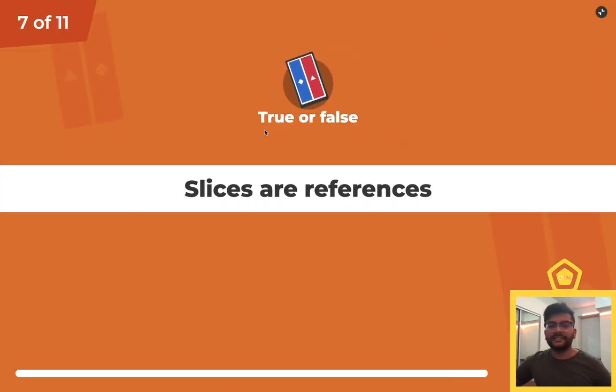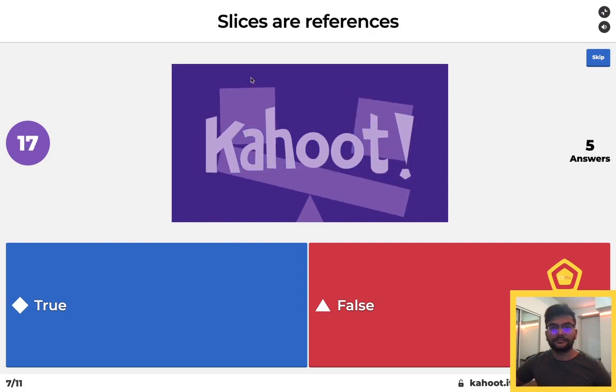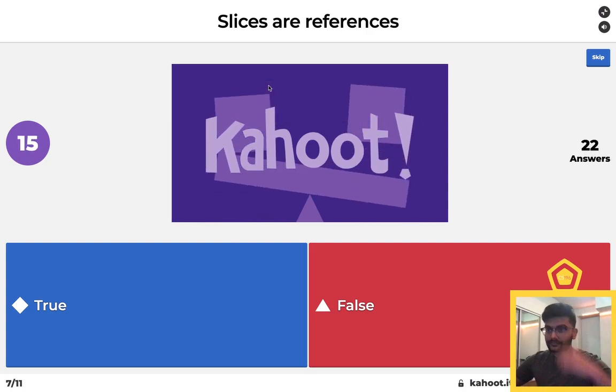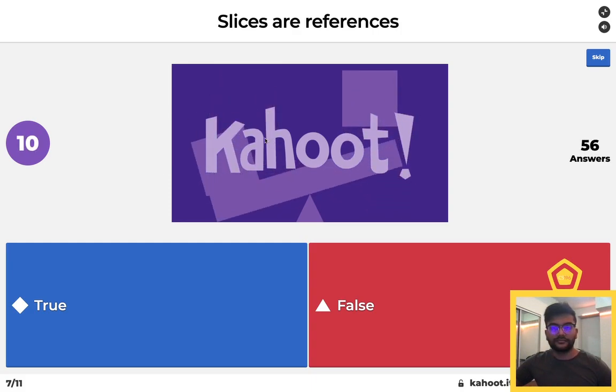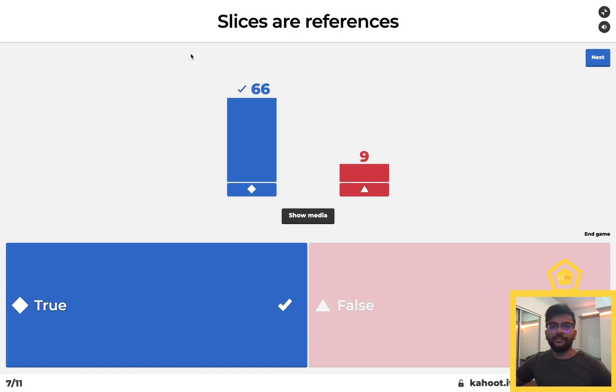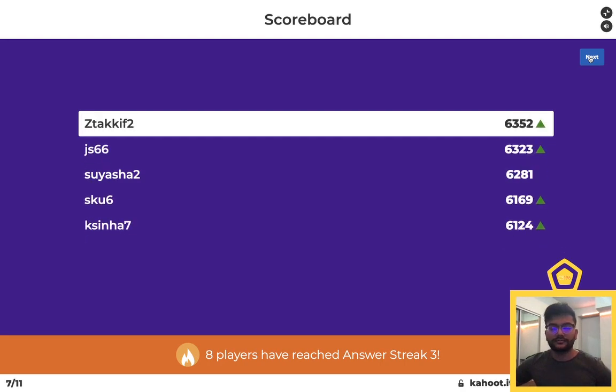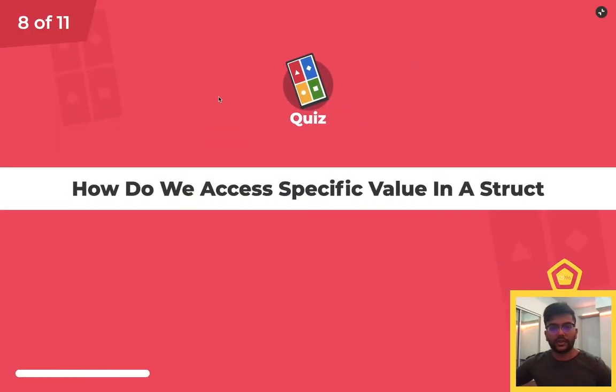True or false, slices are references. True. So slices are references to an existing collection. A string literal is also a reference. I'll quickly speed through the rest of these.